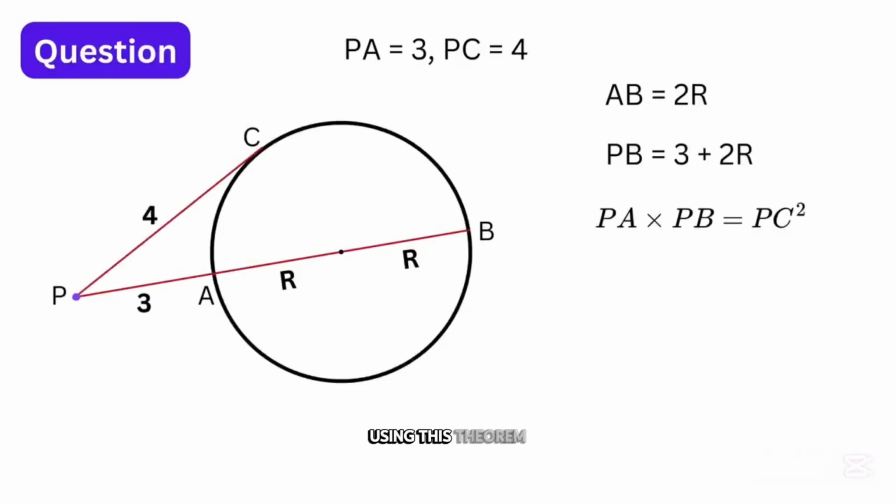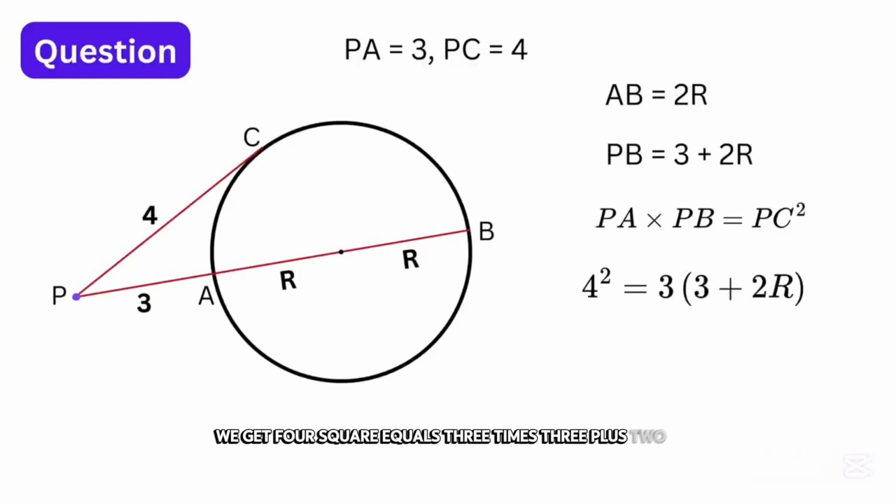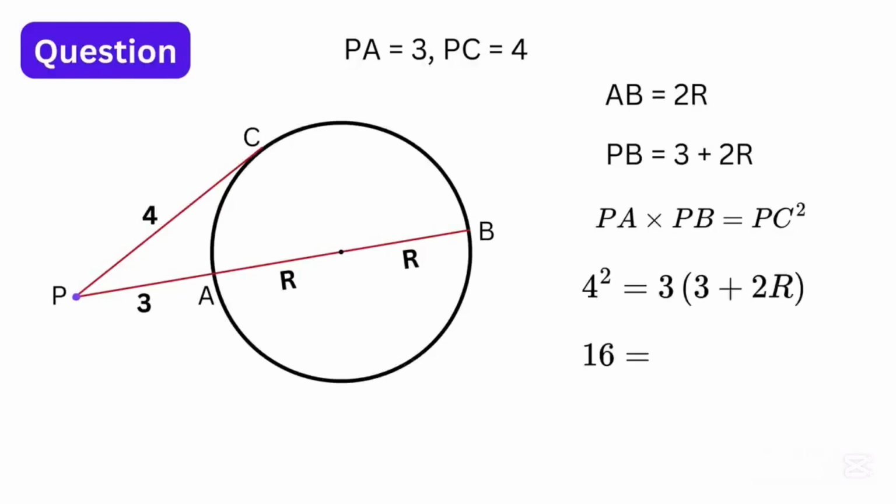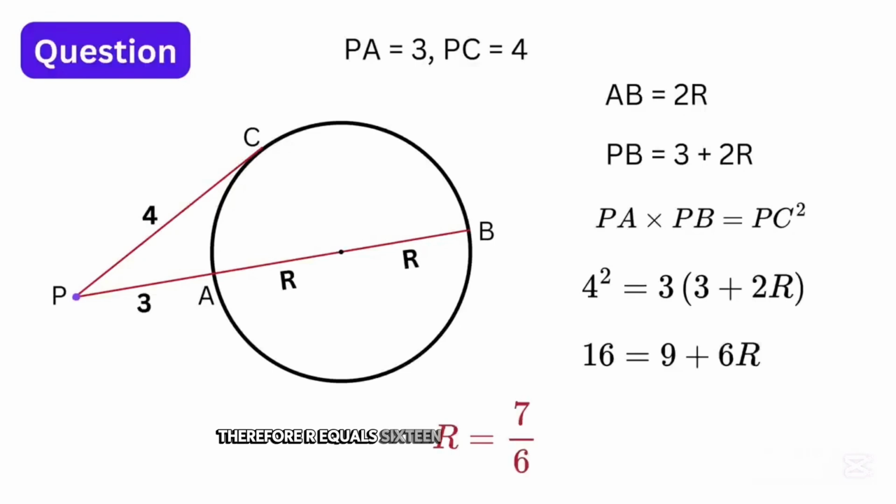Now, using this theorem, we get 4 squared equals 3 times (3 plus 2r), or 16 equals 9 plus 6r. Therefore, r equals (16 minus 9) over 6, or 7 over 6.